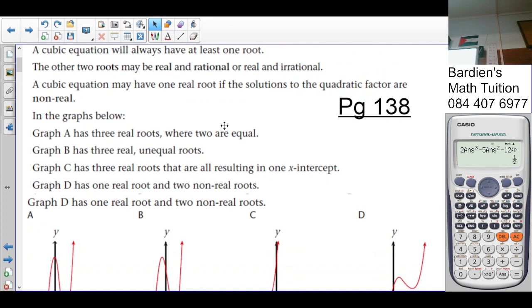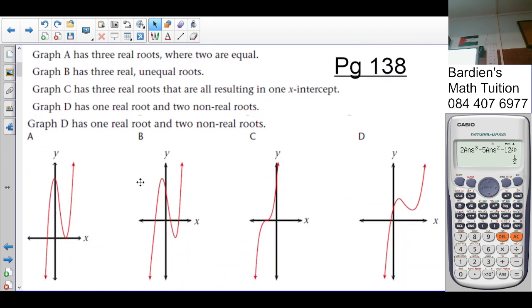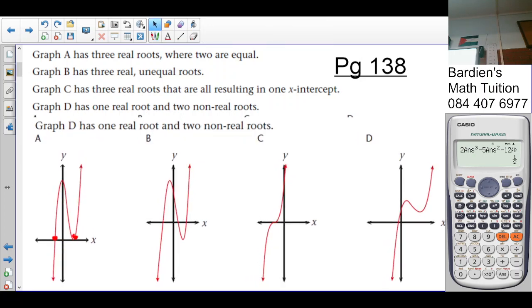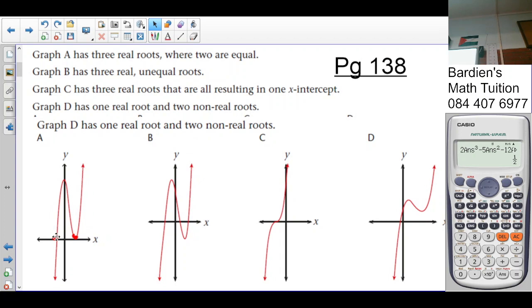In the graphs below, graph A has 3 roots. So let's look at graph A here. Graph A has 3 roots, 2 are equal. Can you see that, people? What are roots? Roots are x-intercepts. Not so. So here you can see there's 3 roots, of which this one here has a 2-in-1 solution. Okay. 2 roots of which are the same. In B, it has 3 roots and all are unequal, it's all different.